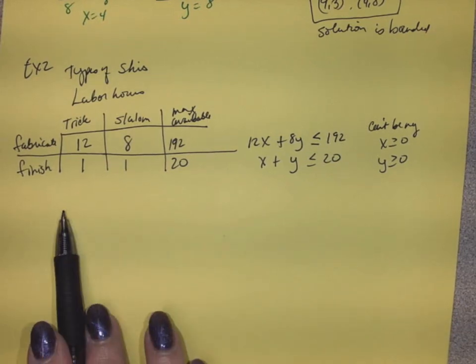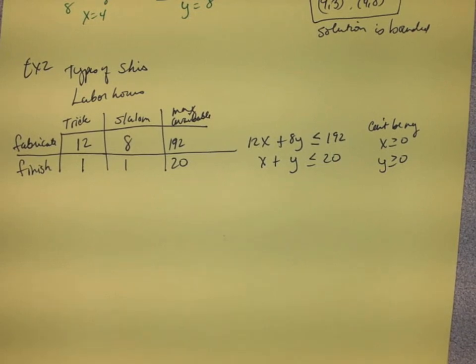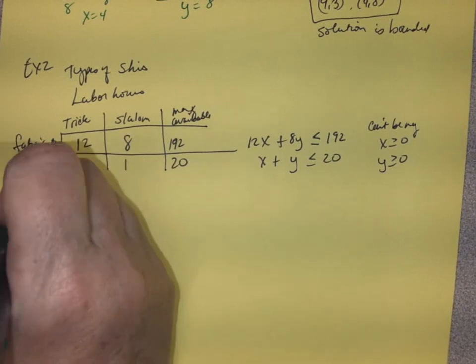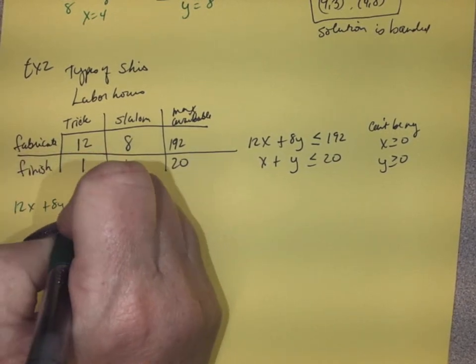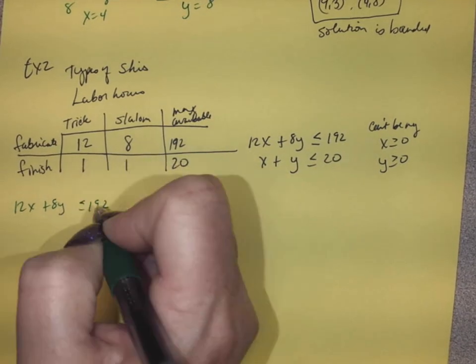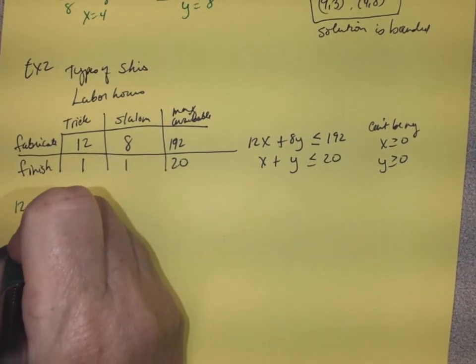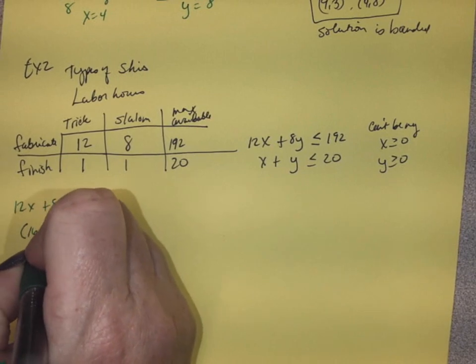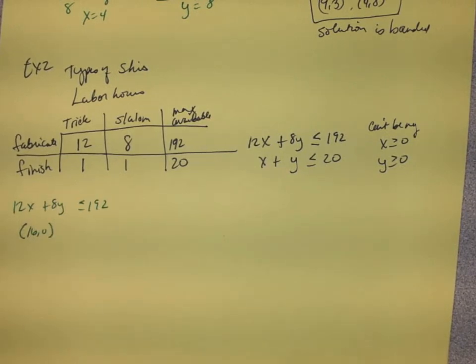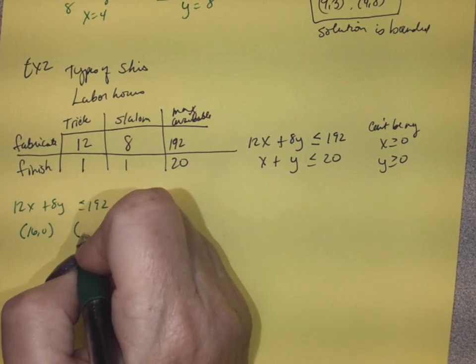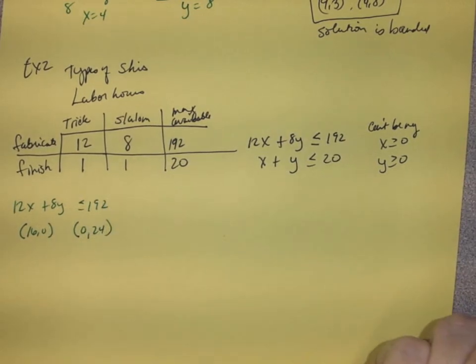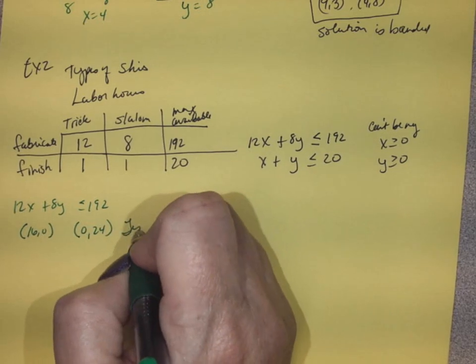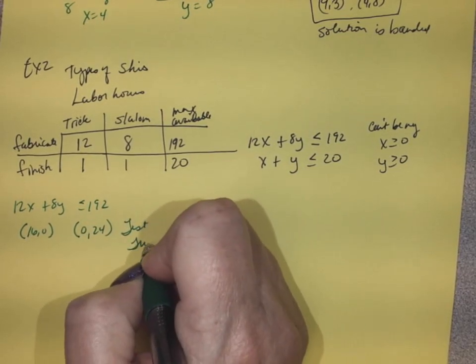I'm actually not going to show all of the work, so the video is not super long. On the last problem, we did 3 sets of those, so I'm just going to tell you what each one is. On the 12x plus 8y less than or equal to 192, the x-intercept is going to be 16, 0, and the y-intercept will be 0, 24. And on the test point of plugging in 0, 0, it will be true.